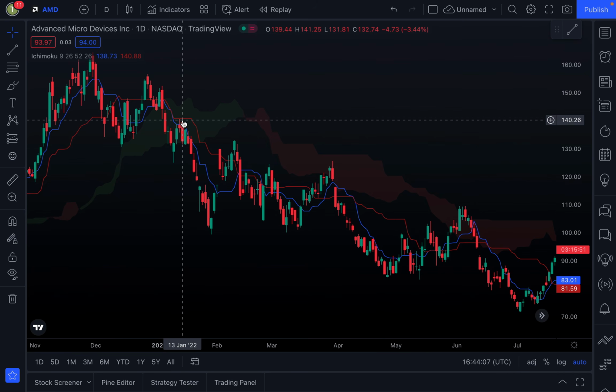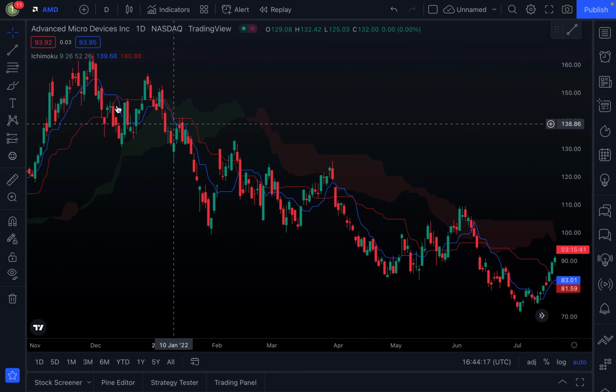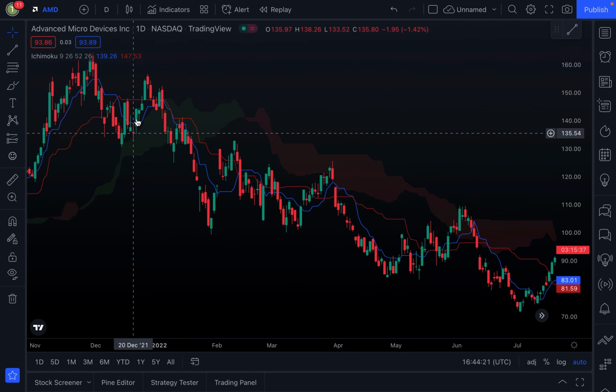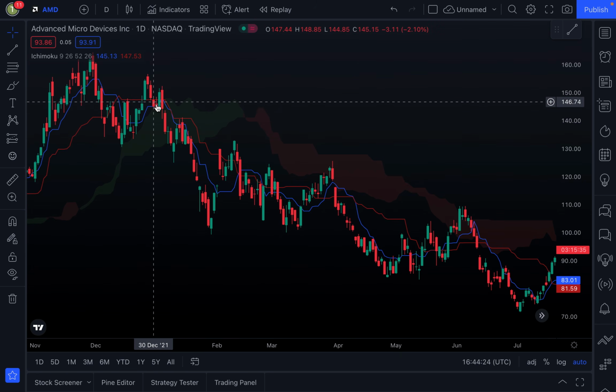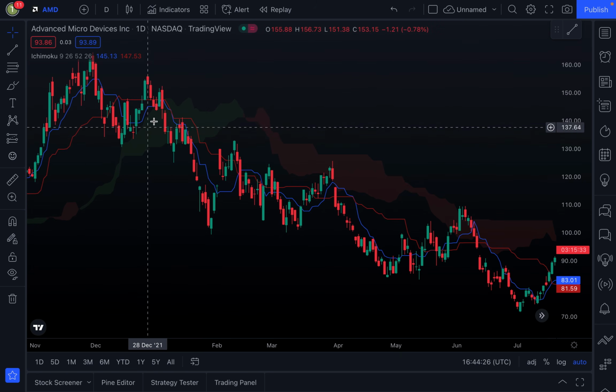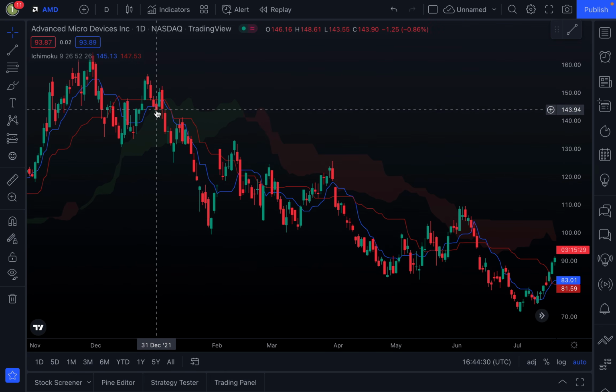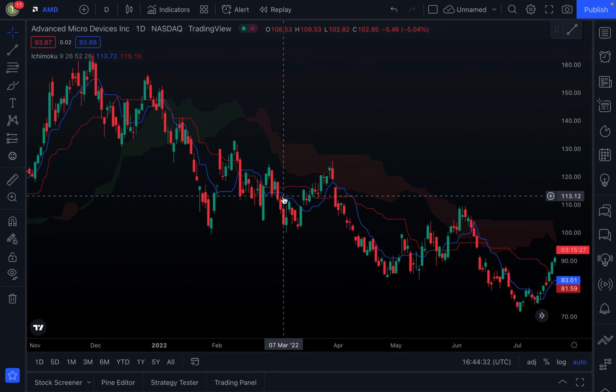Now, the second great thing about the Ichimoku cloud is that it will often act as an area of support and resistance. For example, over here, what happened when the price reached the cloud? Notice it bounced off of it multiple times. So the Ichimoku cloud here was serving as an area of support multiple times. Then eventually it broke.